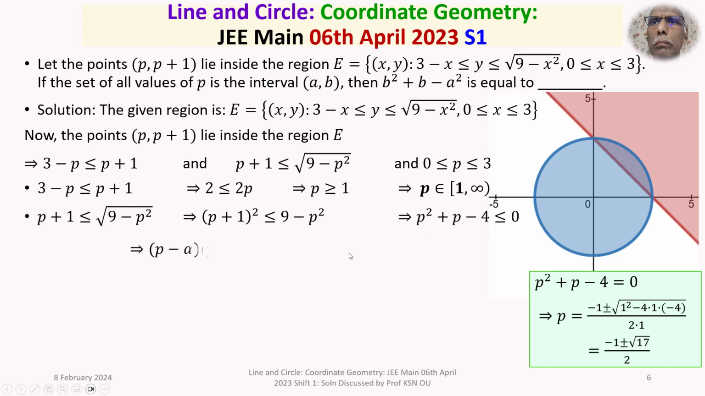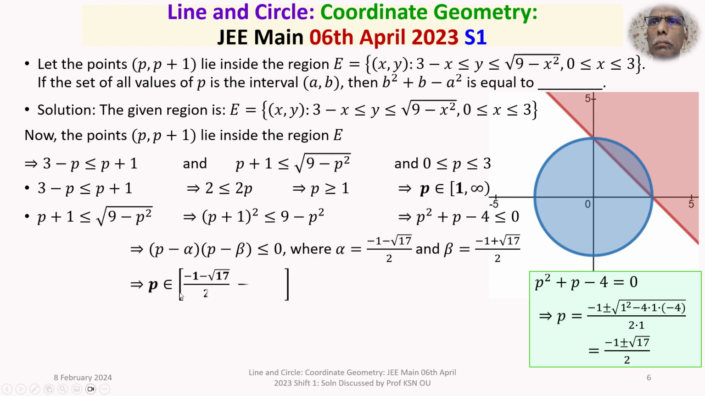this will imply p minus alpha into p minus beta less than or equal to 0, where alpha is the first root, minus 1 minus root 17 by 2, and beta is the other root, minus 1 plus root 17 by 2. And remember what we have studied in our earlier classes. P minus alpha into p minus beta less than or equal to 0, then where will p lie? This will imply p belongs to the closed interval alpha comma beta. Alpha is this value, beta is this value.